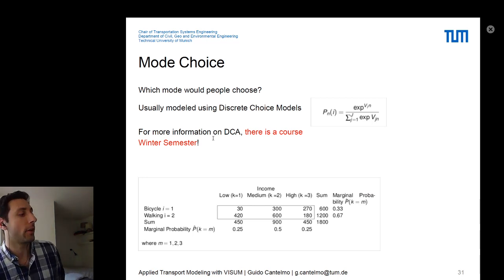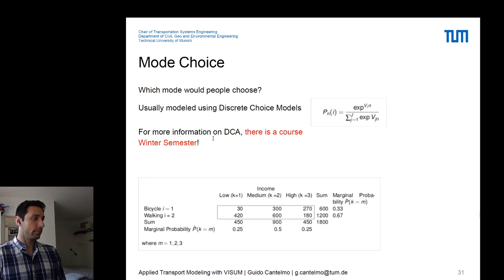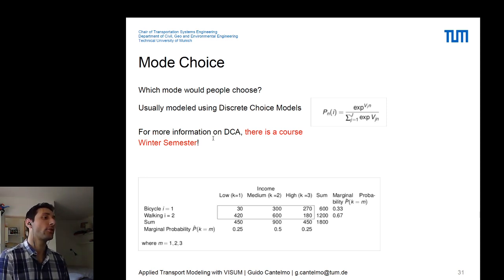Another very important model is the mode choice. Mode choice is the choice of how you are going to travel. As we mentioned before, we have done our first two choices. We know how many trips are generated, we know how many trips are attracted, and we know where these people are coming from and where they are going. Now we need to understand which mode of transport they are using.